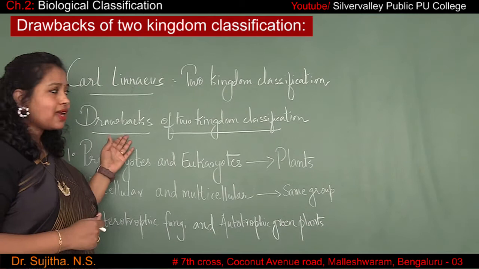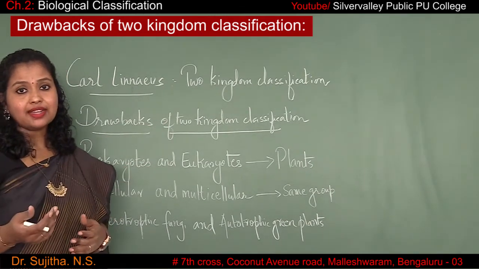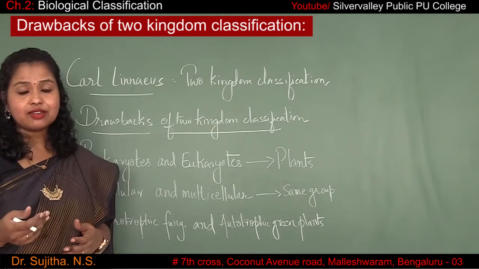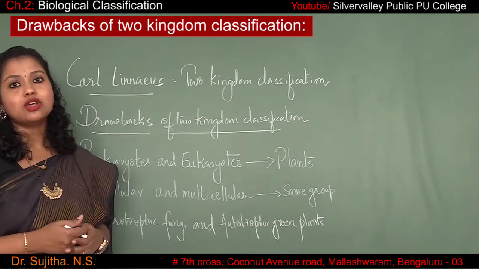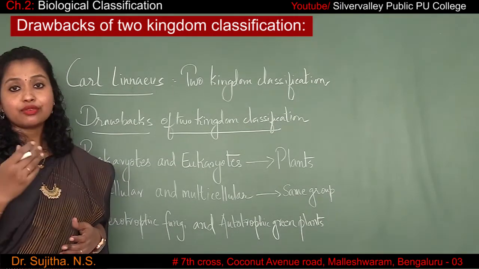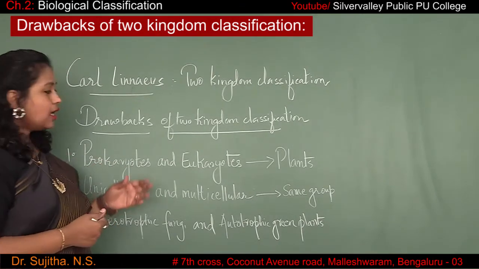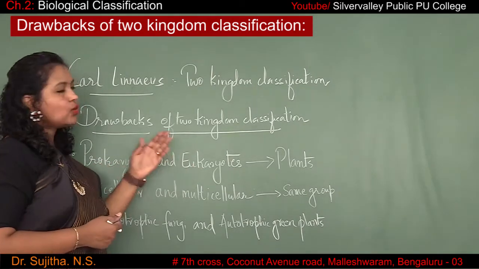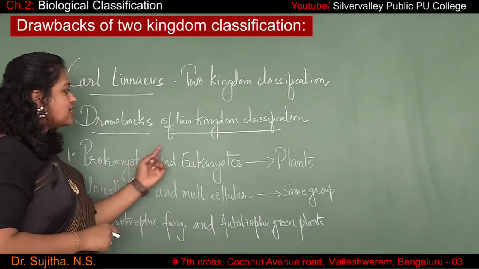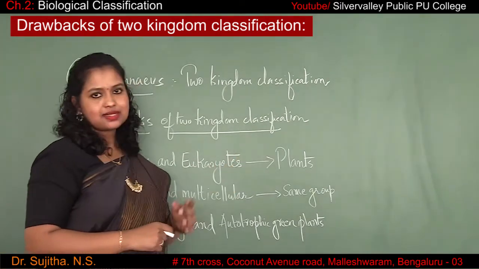So, the drawbacks of the two kingdom classification. There were certain drawbacks with respect to Carl Linnaeus's classification. That is the reason why this classification was not accepted. Now, what are those drawbacks? The first drawback is he did not differentiate the prokaryotes and eukaryotes. He included both the prokaryotes and eukaryotes under the same category, that is the plants.